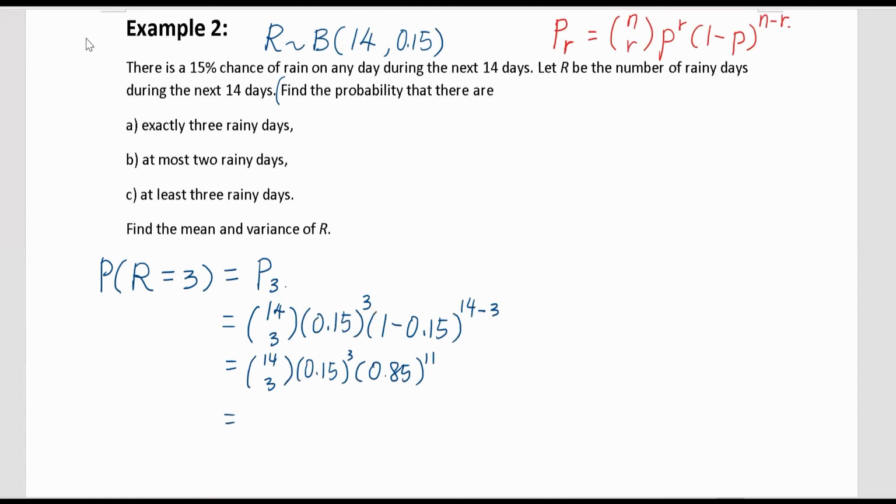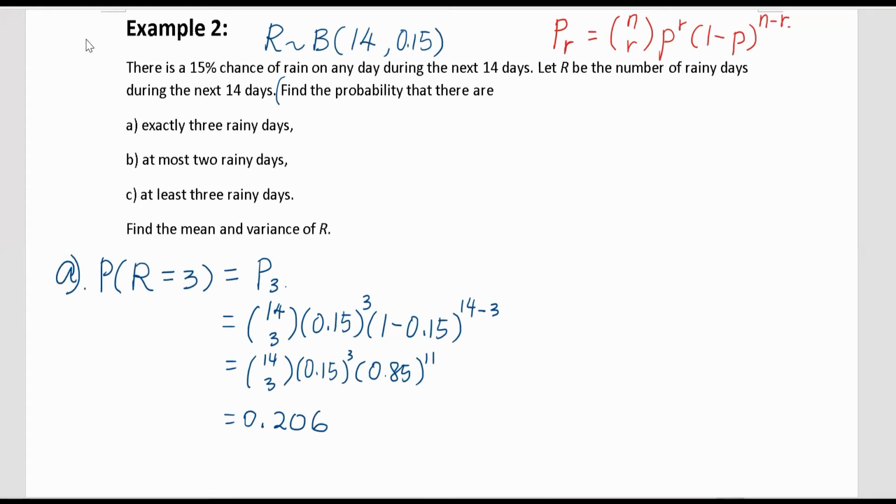Now we can use the calculator and find out the probability. 14C3 times 0.15 cubed times 0.85 to the power 11 is going to give you 0.20558. So if we round up to 3 significant figures, 0.206 is the answer. Okay, so that is the answer for part A.